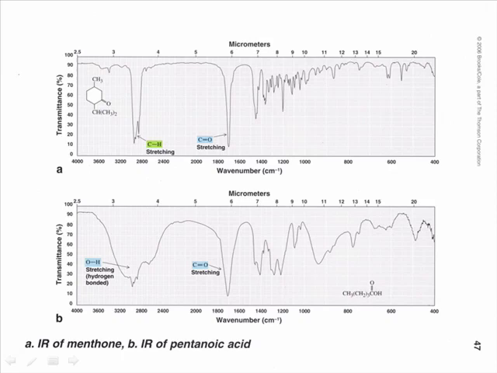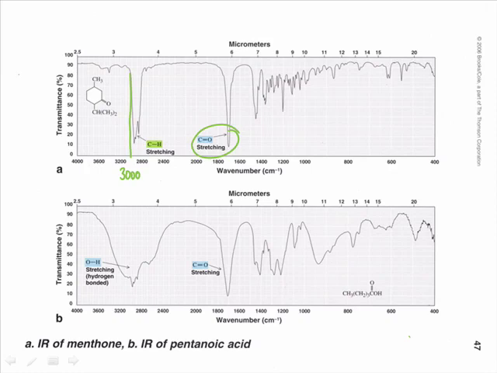The final spectrum would be that of menthone. This is a naturally occurring ketone, and again, nothing above 3000, so no sp2 or sp hybridized carbons with hydrogen on them. But there is a very strong, sharp vibration at about 1700. This is extremely diagnostic of a carbonyl group. And so we know from here this is a ketone, and it's an alkyl ketone of some sort.